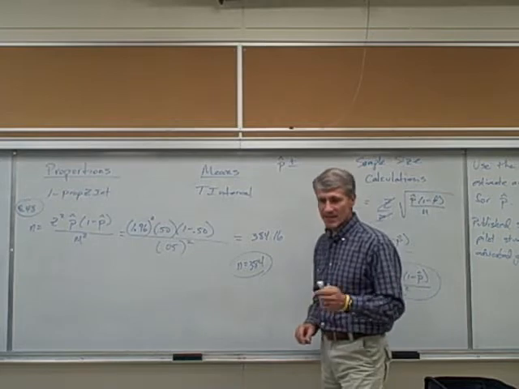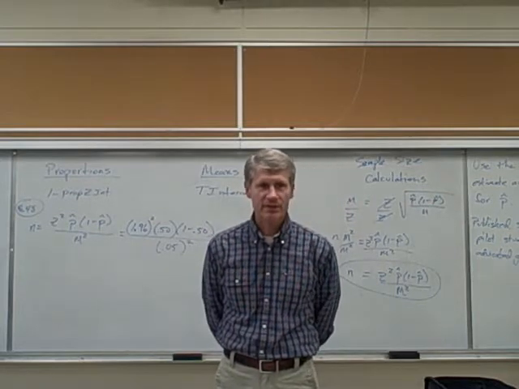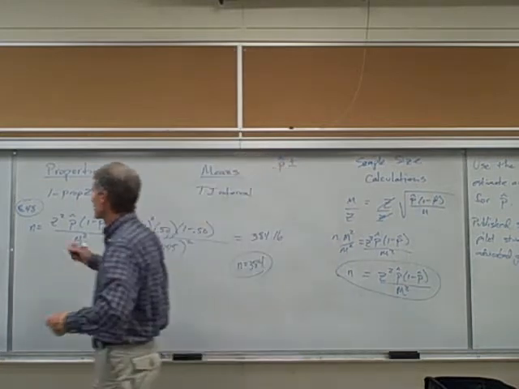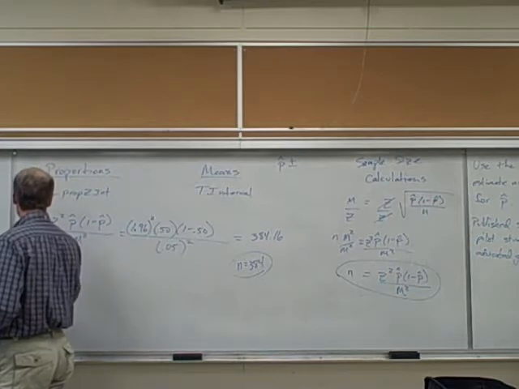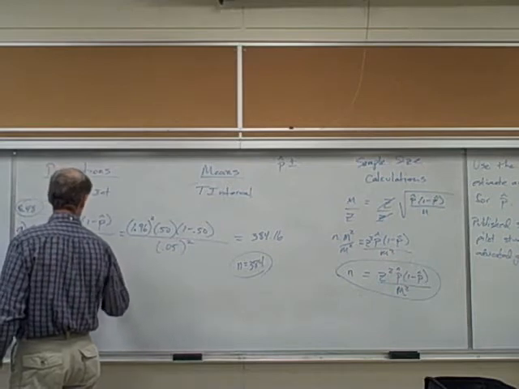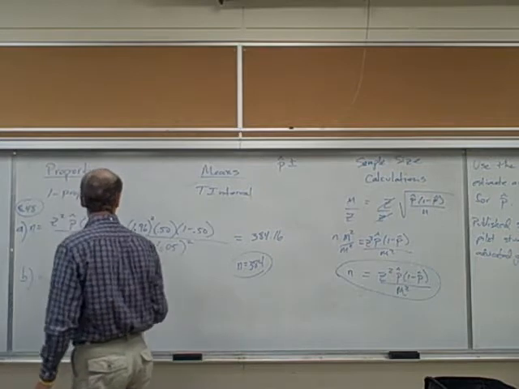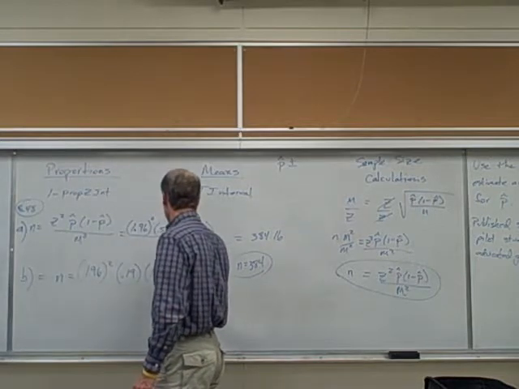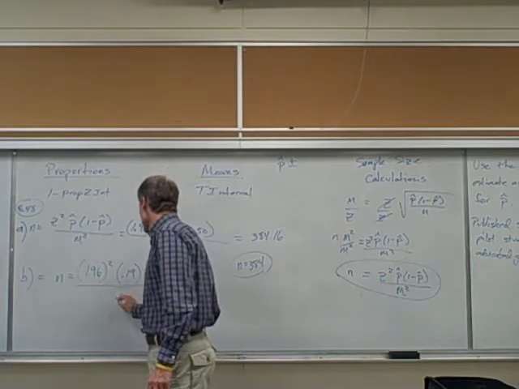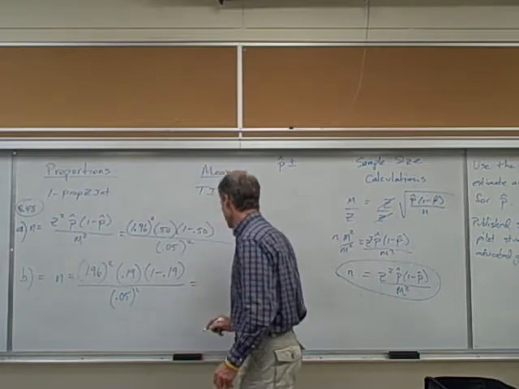That's part A. Part B says, now do the same thing, but use the Harvard study as a guideline. So what changes in this? The p hat changes. So I still have 1.96. It's still squared. Now I have 0.19 and 1 minus 0.19 instead of 0.5. The 0.05 on the bottom is still there. They didn't change the margin of error. Do that one on your calculator.